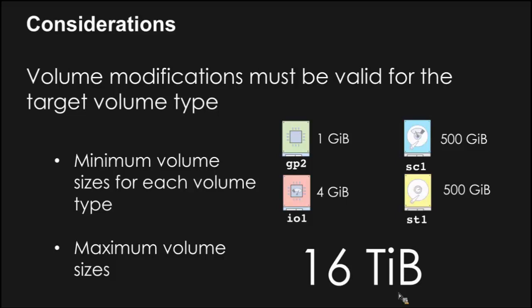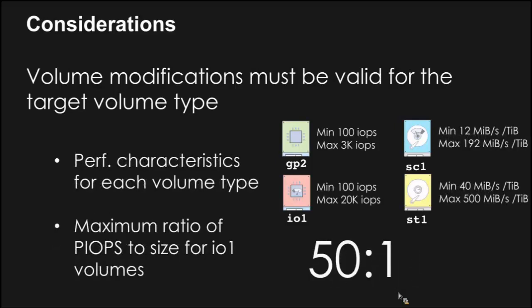Then we could make this modification. So it's good to know the different volume type characteristics, so that when you're going to make a volume modification, there aren't any surprises. Knowing the minimum size of each volume is good. For instance, for a GP2 volume, the minimum size is 1 gigabyte. For an io1 volume, the minimum size is 4 gigabytes. And the minimum size of the ST1 and SC1 volumes is 500 gigabytes.